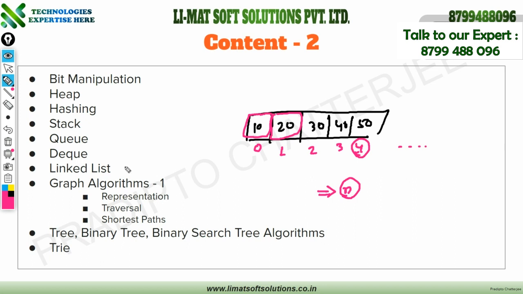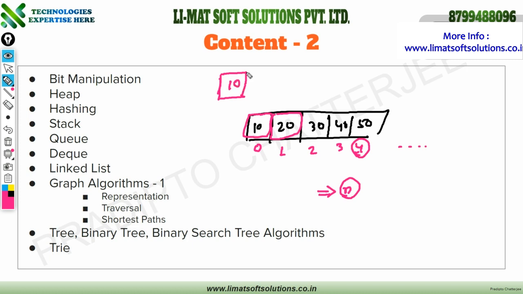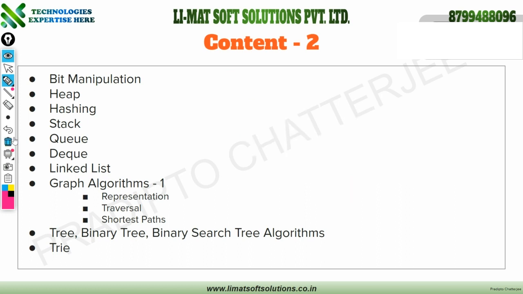But in linked list, what happens is we form a node-like structure where there are two things at the same place. I will be having the data value, 10 is the data value, let's say, for the first one. And after that, I have one more space. And this space will store the address of the next node.